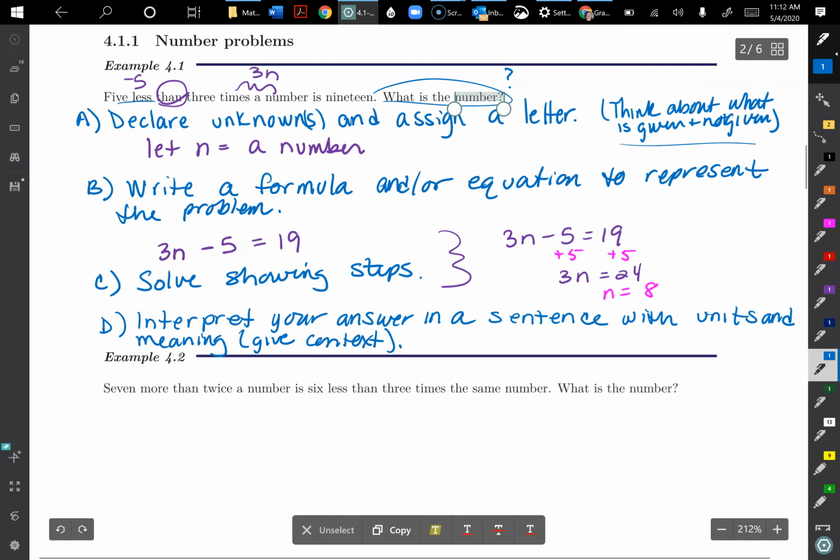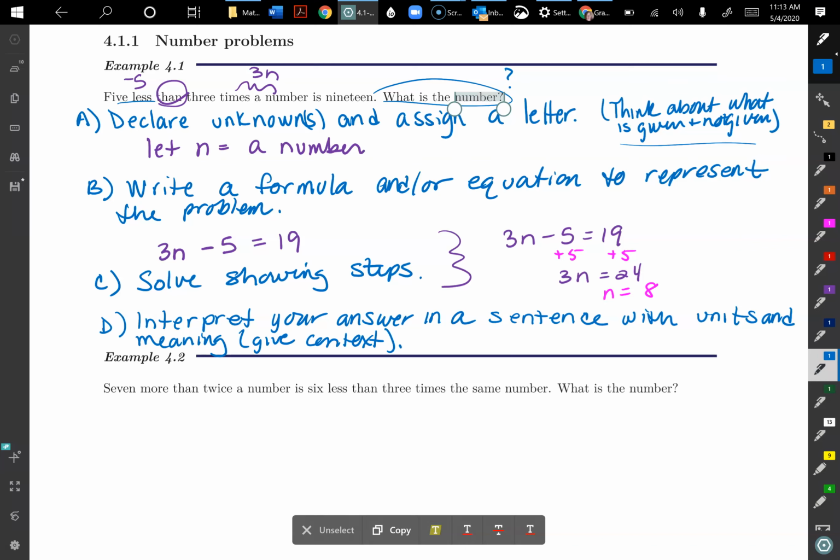One thing to note is that a lot of times these kind of run together, especially B and C will run together. So you don't have to write all the words for each of these steps, but just make sure they're all there. Sometimes people label them for me, and that's helpful. So I got 8. Pop it back in, just do a quick check.